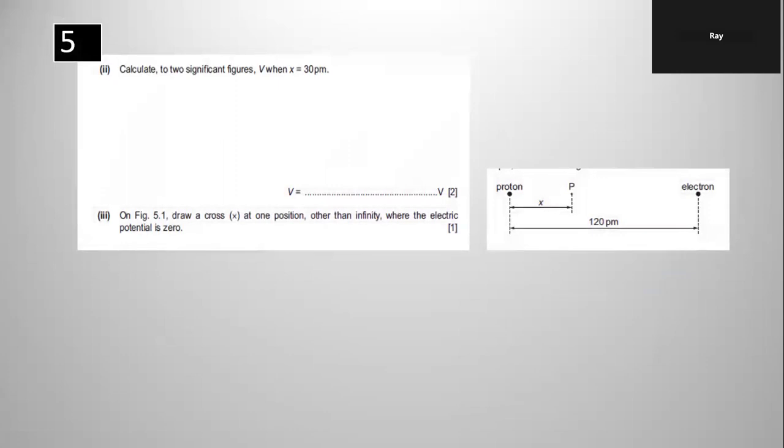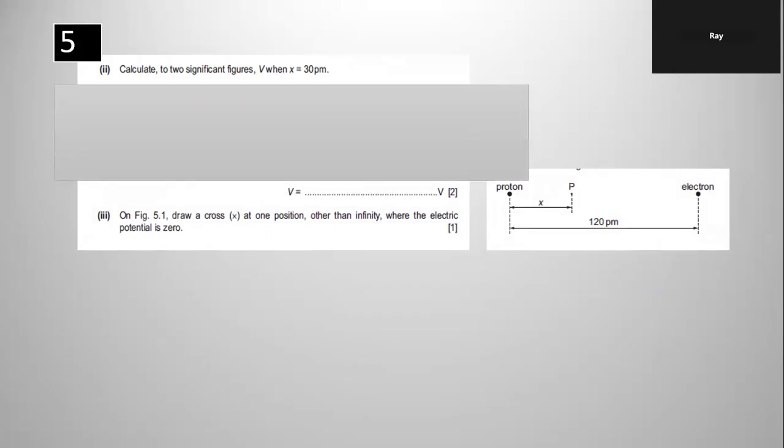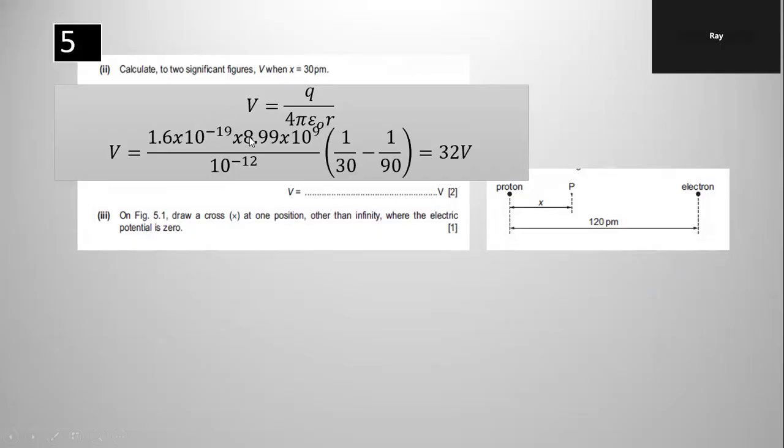Calculate to two significant figures V when x is 30. This one they want you to sketch the graph, so that's why they ask you to calculate the value. Now same formula. Take the common factor out. 10 to the power 12 can take out from each of them. And then if this distance is 30, that distance must be 90. That's what you get. So you get 32 volt.